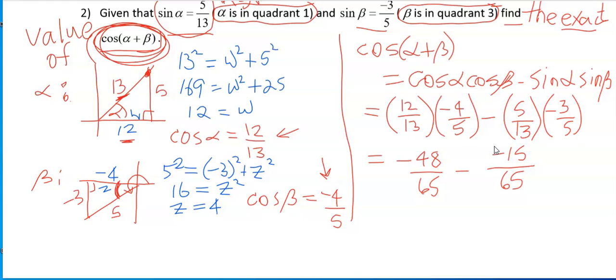And notice that the second term is minus a negative. So that really becomes plus, doesn't it? So watch this now. Negative 48 plus 15 is actually negative 33 over 65. And there is your result. That's exactly what the answer is. That's the exact value of the cosine of alpha plus beta. It's not a decimal. If you wrote down a decimal, it would not be exact.